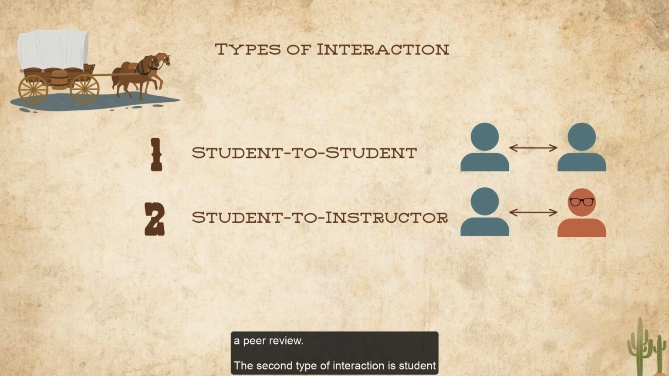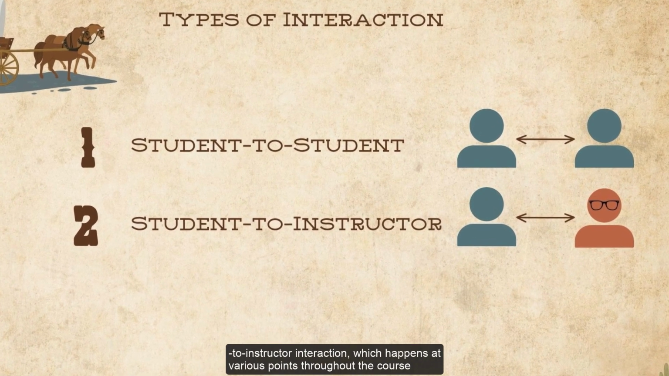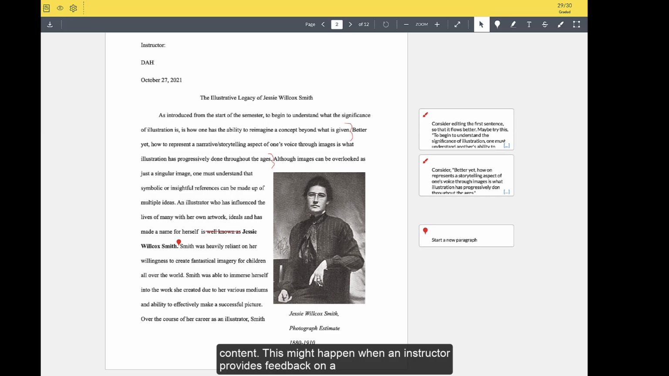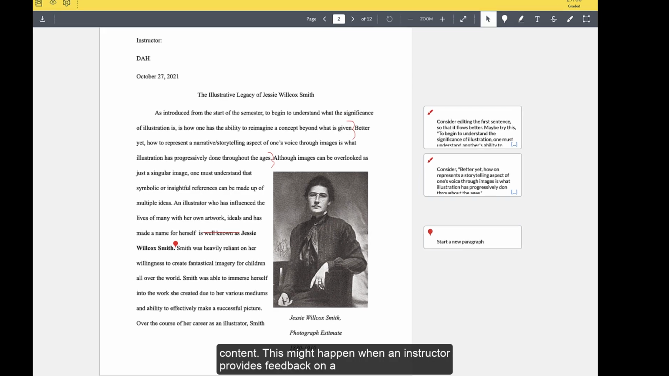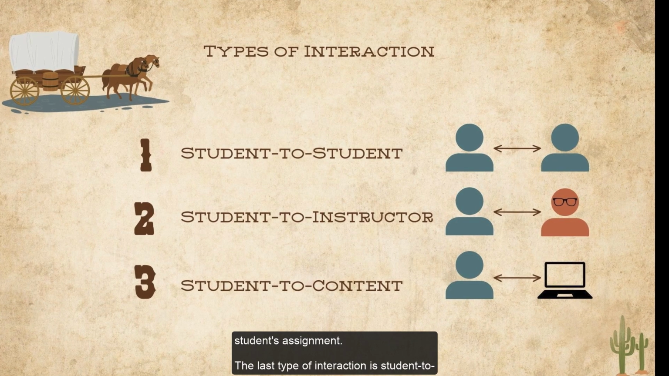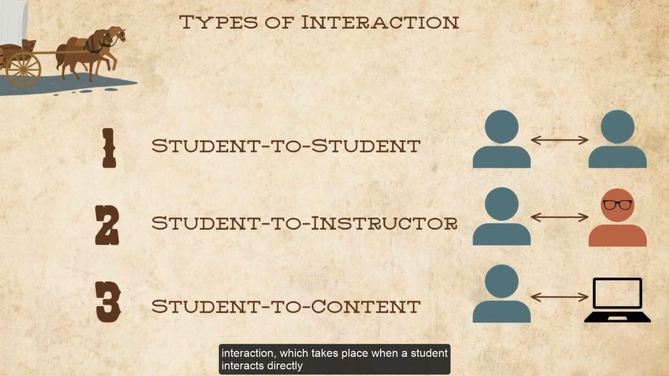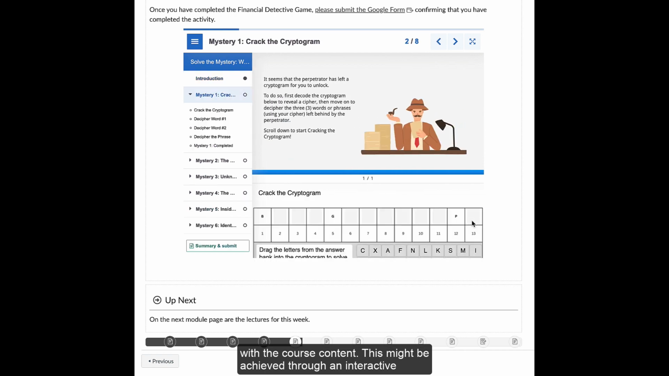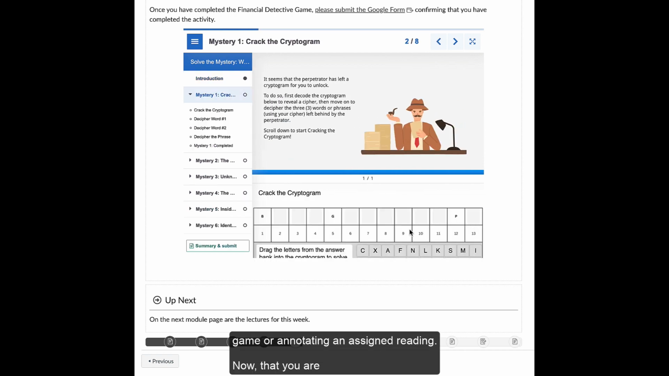The second type of interaction is student-to-instructor interaction, which happens at various points throughout the course between the student and instructor, and is directly related to the course content. This might happen when an instructor provides feedback on a student's assignment. The last type of interaction is student-to-content interaction, which takes place when a student interacts directly with the course content. This might be achieved through an interactive game or annotating an assigned reading.